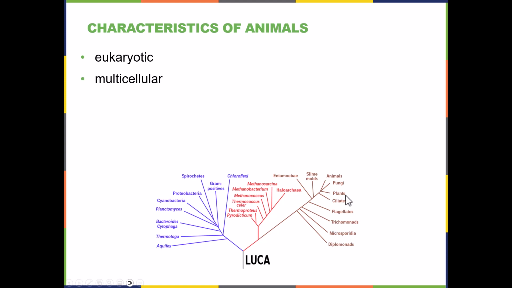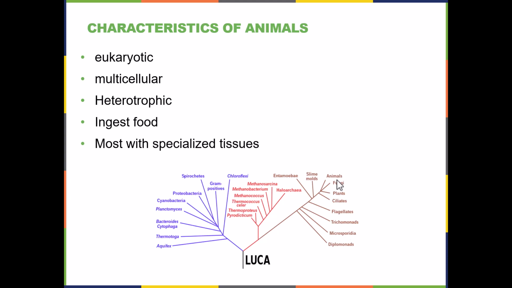They're also multicellular. So unlike most of the protists, which are unicellular, the animals, fungi, and plants are multicellular. They are also heterotrophic, so that separates them from the plants. Animals and fungi are heterotrophic. So what splits those two groups is how they get their energy. Animals ingest their food rather than absorbing it outside the body. Most animals also have specialized tissues.